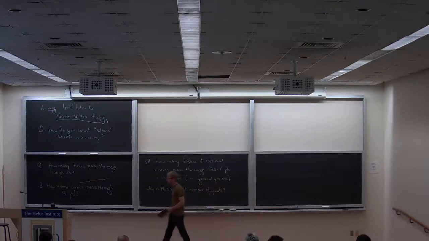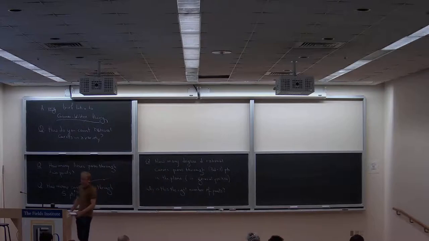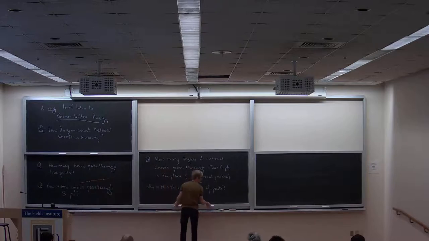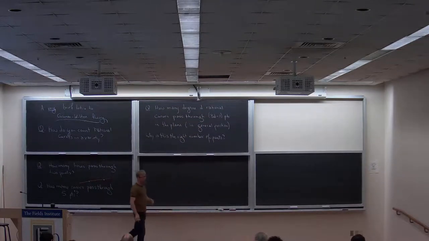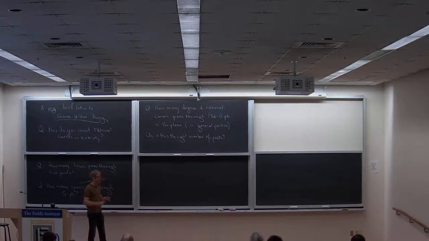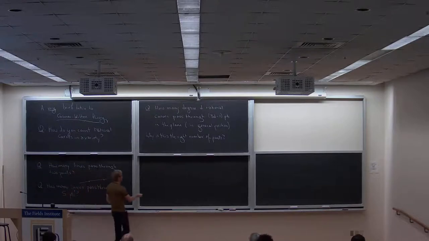So why is this the right number of points? Well, let's just get our hands dirty and compute this directly. Now, for simplicity's sake, I'm actually going to work in the affine case. I'm not going to worry about the fact that we're secretly working in P2. I'm just going to think of things in terms of two variable polynomials.